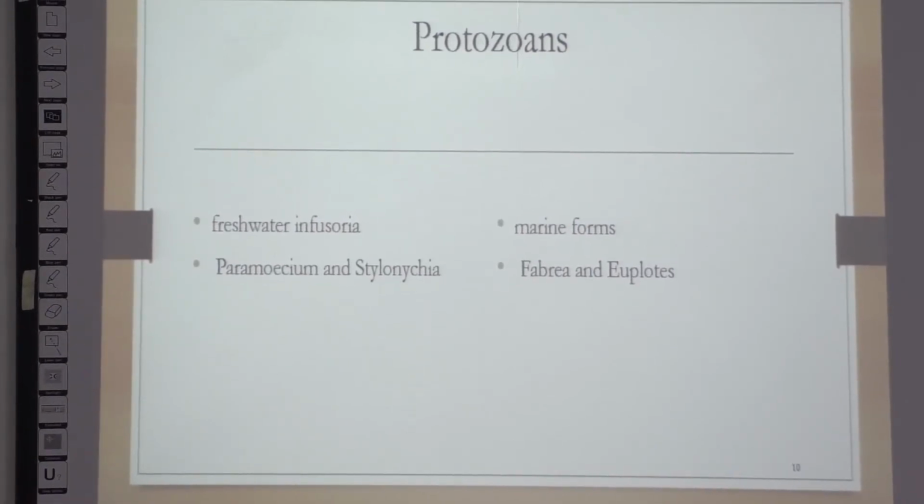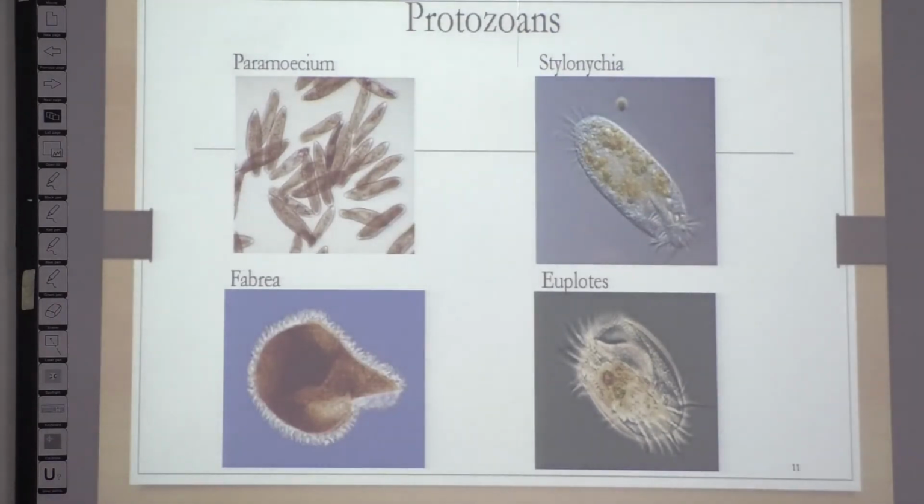So we have the marine protozoans as well as freshwater protozoans. From the aquaculture point of view, the freshwater Infusoria, Paramecium and Stylonychia are the important genera, while in the case of marine, it is Fabrea and Euplotes, which are the genera important as live feed organisms. Now let us see these photographs of these species, which can be cultured and offered as live food for the fish larvae.